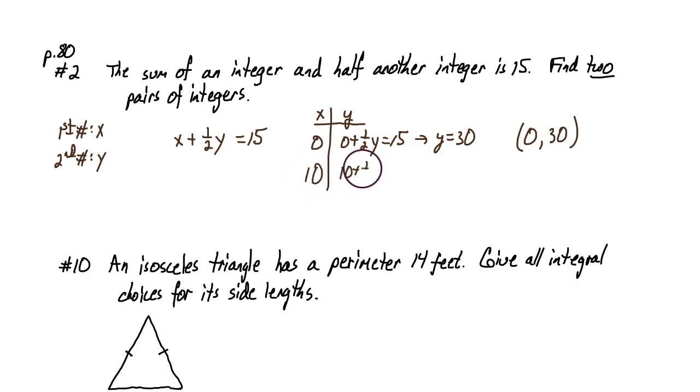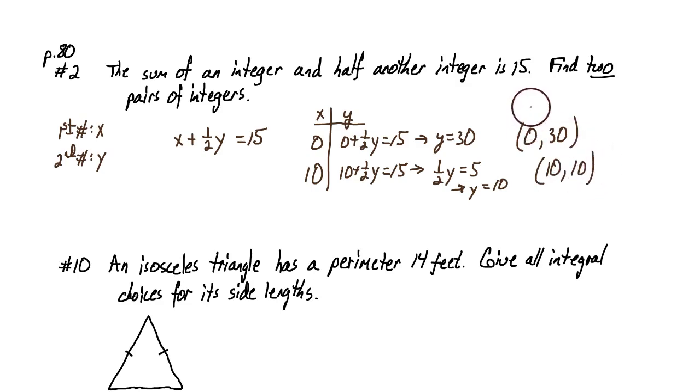10 plus 1/2 y is equal to 15. Subtracting 10 from both sides, we get 1/2 y is equal to 5. That means that y is equal to 10. So another pair of integers is 10 and 10. We could find many others that work, but we were only asked for two pairs.